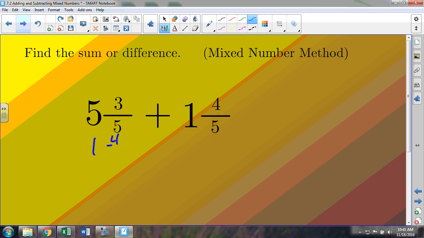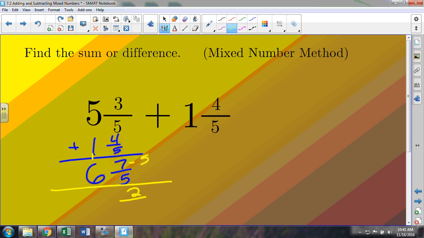1 4/5. Add. Because the denominators match, 5 and 5, we can simply take 3 plus 4 to get 7. 5 plus 1 gives us 6. And because 7 over 5 is an improper fraction, this is one that we need to carry over. So subtract off the denominator, carry over the 1. 7 minus 5 is 2. 1 plus 6 equals 7. And we're done.